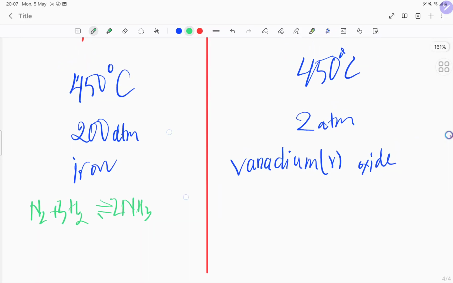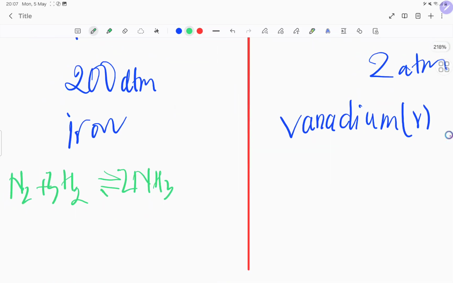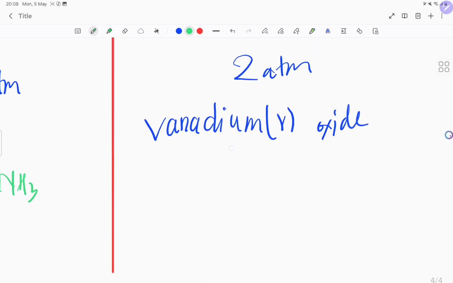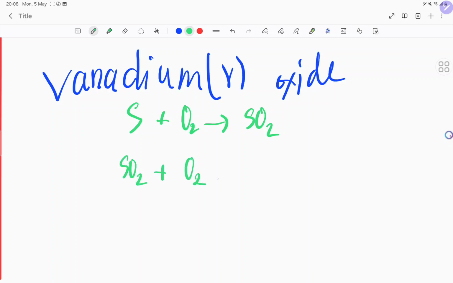And iron is the catalyst for this reaction. So does this mean they are reversible? Yeah, this one is reversible. But for this one, first you have to burn sulfur to make SO2, and then SO2 will react with oxygen in a reversible reaction to make 2 SO3.